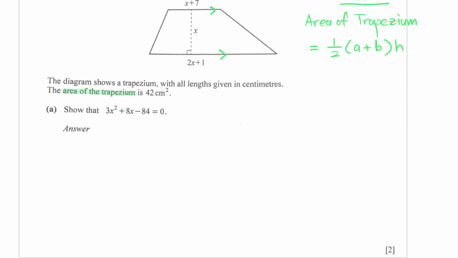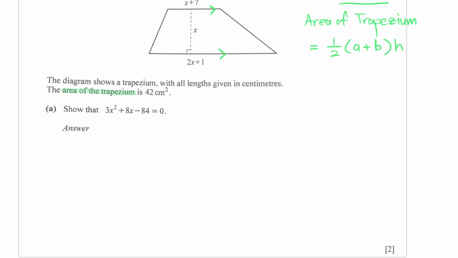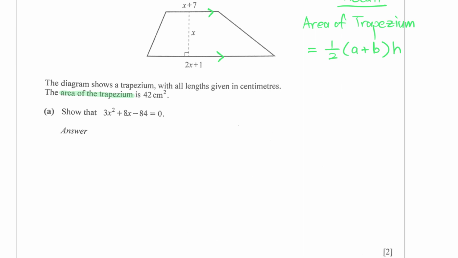This is question 21, and the topic is actually on solving quadratic equations. However, you need to recall this concept above. What is the area of a trapezium?